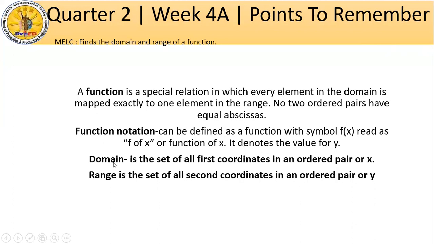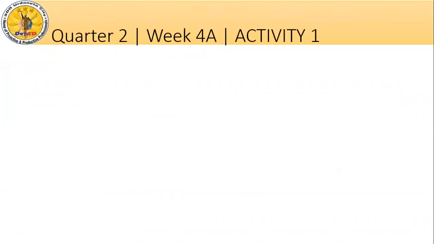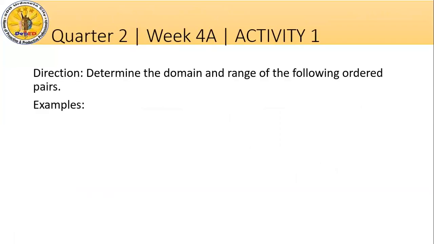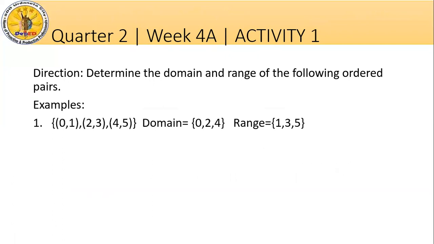Domain is the set of all first coordinates in an ordered pair, or x, while the range is the set of all second coordinates, or y. For activity 1, you are going to determine the domain and range of the following ordered pairs. So can you still recall how we do it?